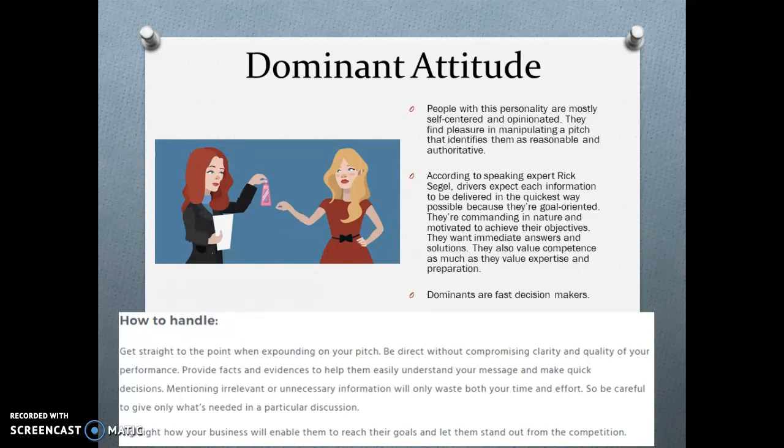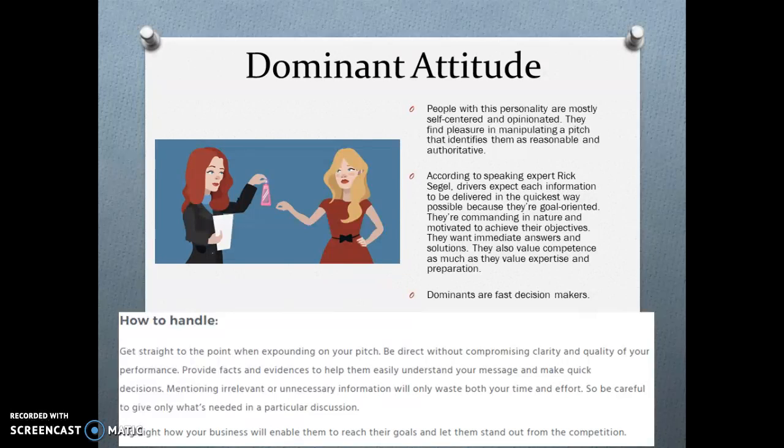So how can we identify somebody like this? You are trying to sell them something and they are actually trying to be authoritative. They are giving their opinion straight and to the point. They are people with a dominant attitude. So how can you handle them?